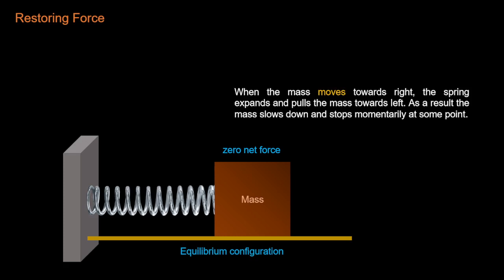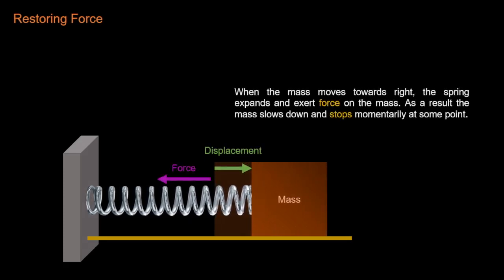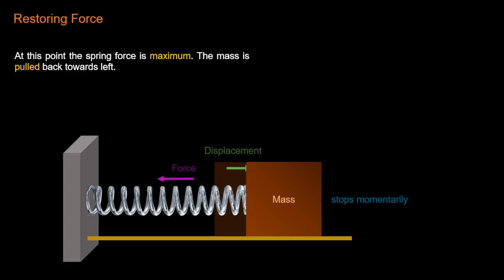When the mass moves towards the right, the spring expands and exerts force on the mass. As a result, the mass slows down and stops momentarily at some point. At this point, the spring force is maximum. The mass is pulled back towards the left.